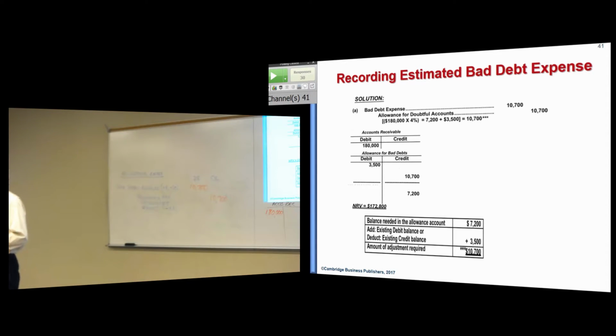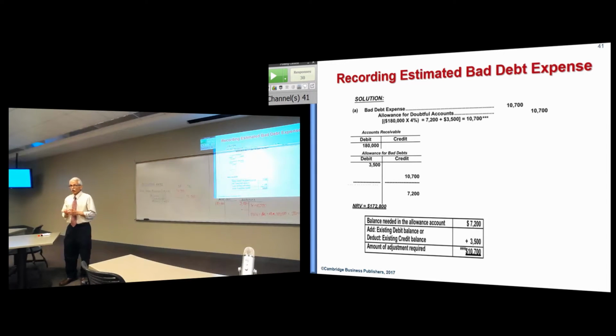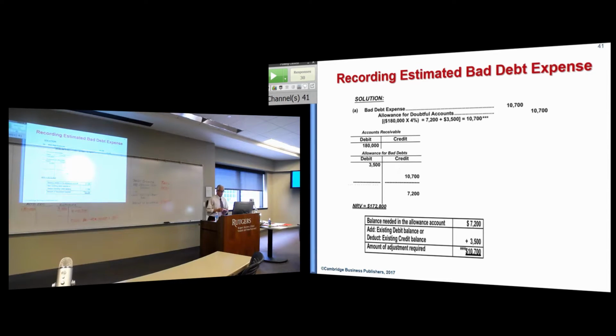If there was a different number in that account, I'd get a different adjustment. So if the allowance account had no balance, the adjustment would be 72. If it had a credit balance of 1,000, the adjustment would be 6,200. So again, the allowance is the primary focus. The net realizable value in this case is 172.8. The net realizable value.